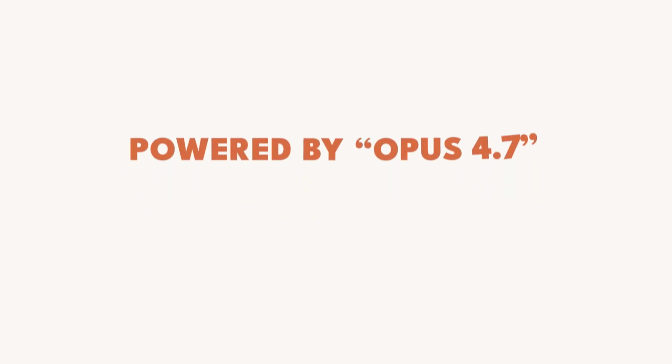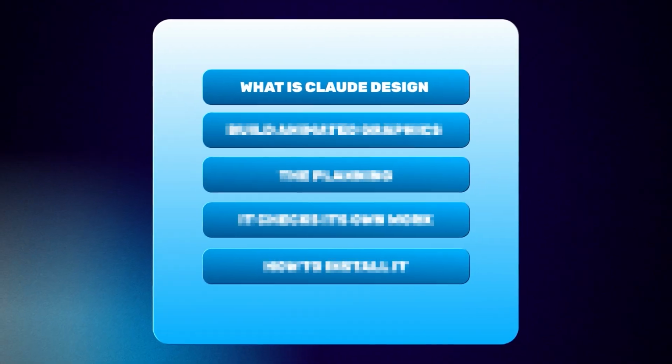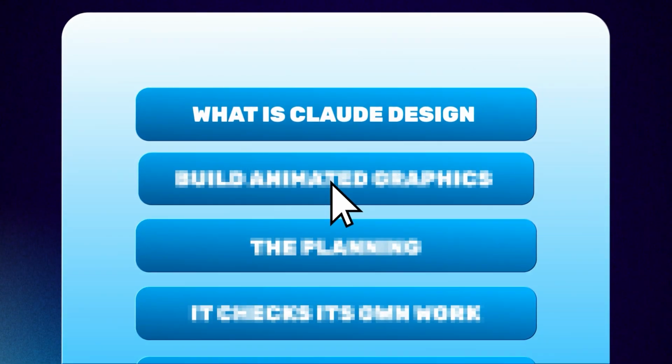One important note, this is web only. It's not in the CLI or the desktop app, and it runs on Opus 4.7, which means it uses a lot of tokens. You can hit your limit faster than you'd expect, especially on the Pro Max plan. I'll show you what to do when that happens. Now let's see how to build animated graphics for your content.